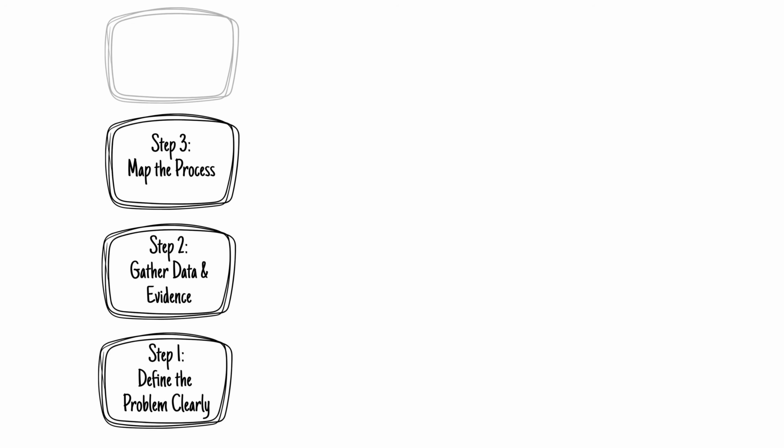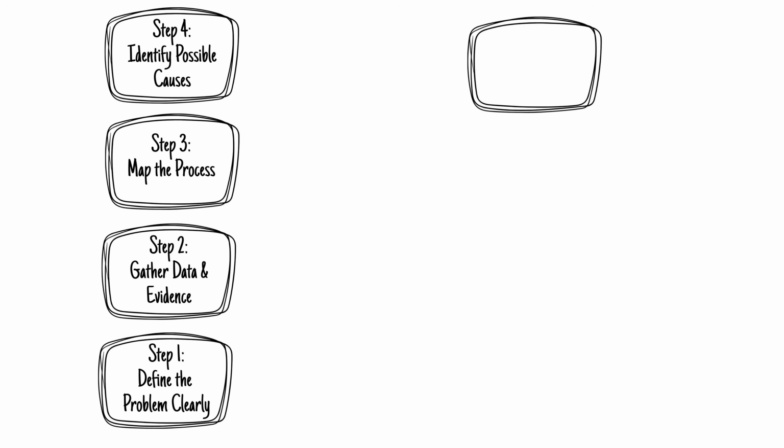Step 4. Identify possible causes. Brainstorm with the team using fishbone diagrams, checklists, or process observations. Step 5. Narrow down to the root cause. Use 5 whys or other analysis tools to dig deeper. Verify the cause with data, not assumptions.